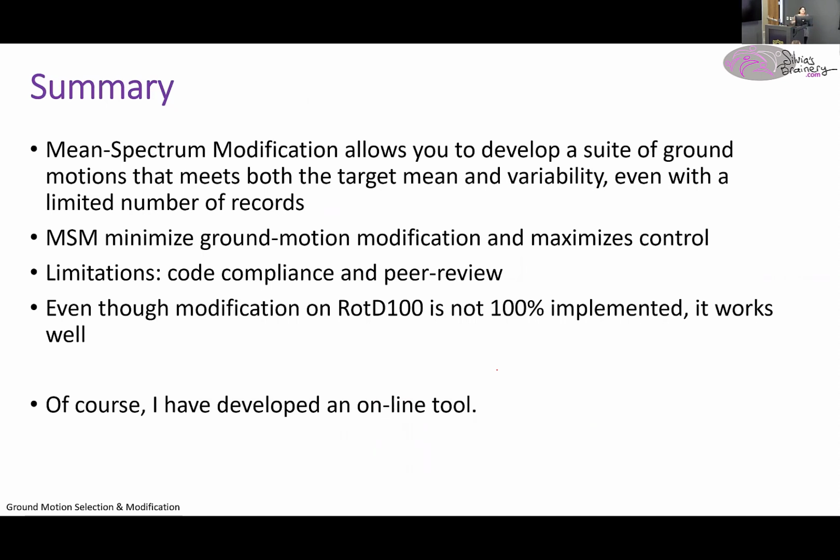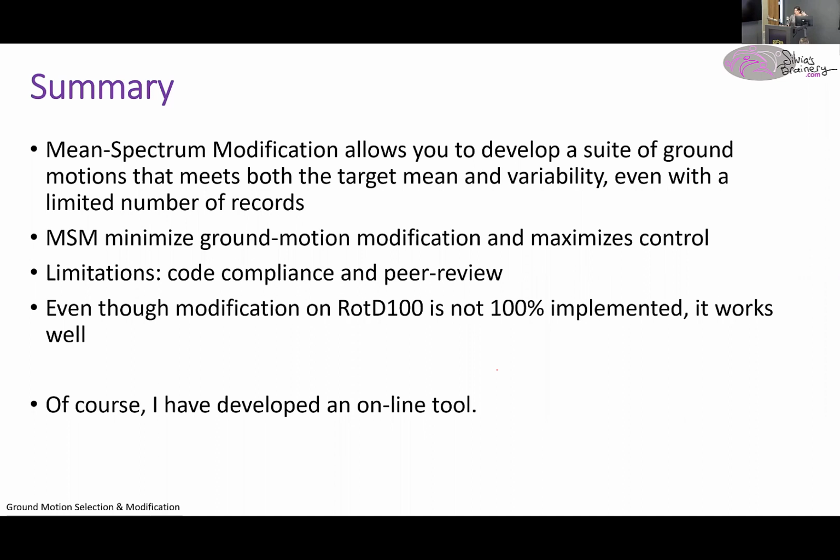And so in summary, mean spectral modification allows you to develop a suite that's a little bit more code compliant, makes your life just a little bit easier. It's not the answer to everything, it's just a little extra step that I recommend to not modify your record significantly, okay? Because even amplitude scaling, you're changing the amplitude, and that's a lot to ask of a record without changing the other characteristics. And so it minimizes modification and maximizes control. Right now, I'm working through the code compliance and peer review concepts, so I'm trying to get it out there and understood. I think that's kind of the goal of why we're doing this presentation.